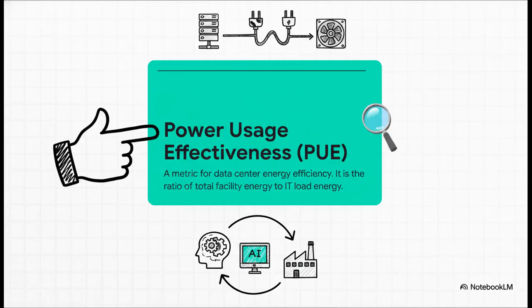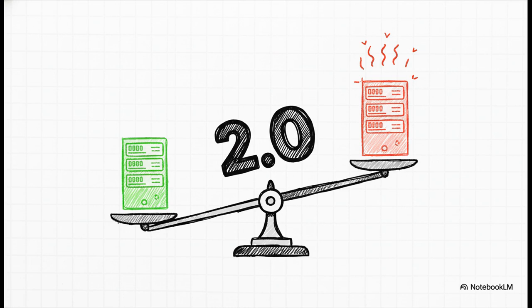So how do we even measure this? Well, the industry has a key metric called power usage effectiveness, or PUE for short. It's actually a really simple ratio. You just take the total power your facility draws and divide it by the power that's actually being used by the IT gear. Now, a perfect score is a 1.0. That means zero waste. Anything higher than that tells you just how much you're spending on overhead, like, you guessed it, all that cooling.